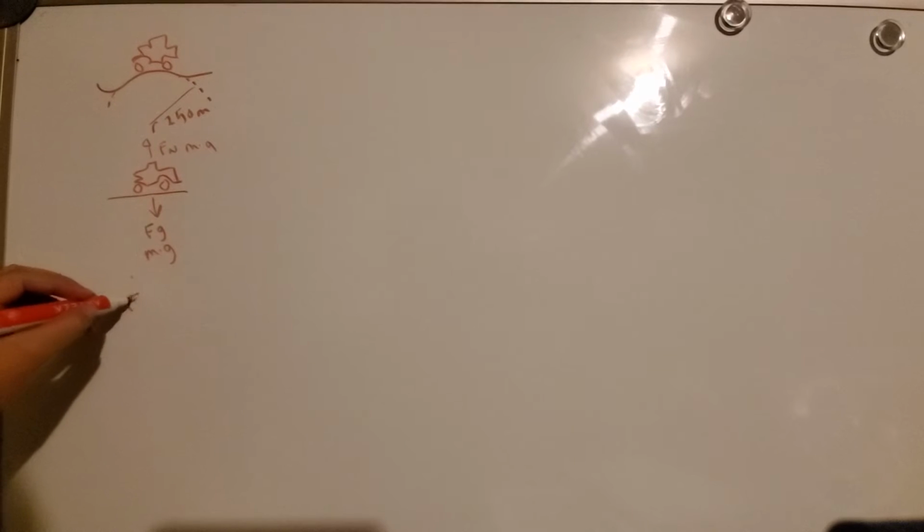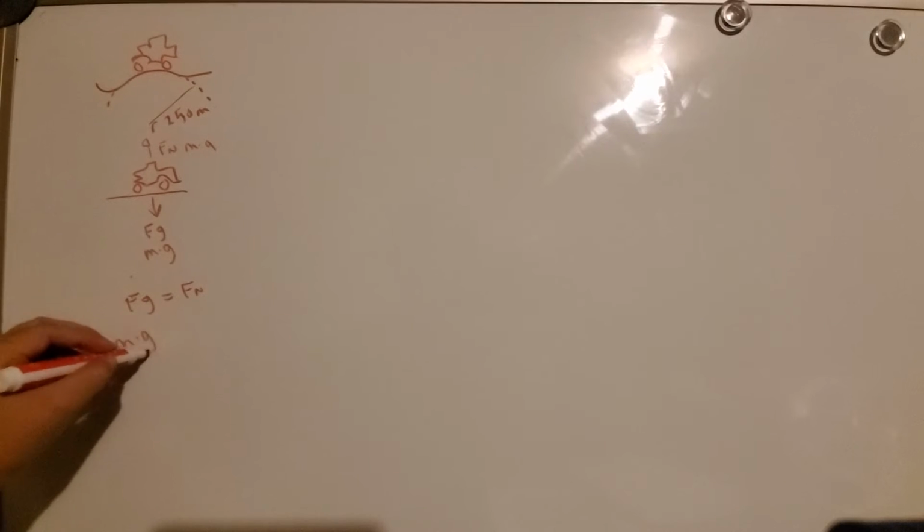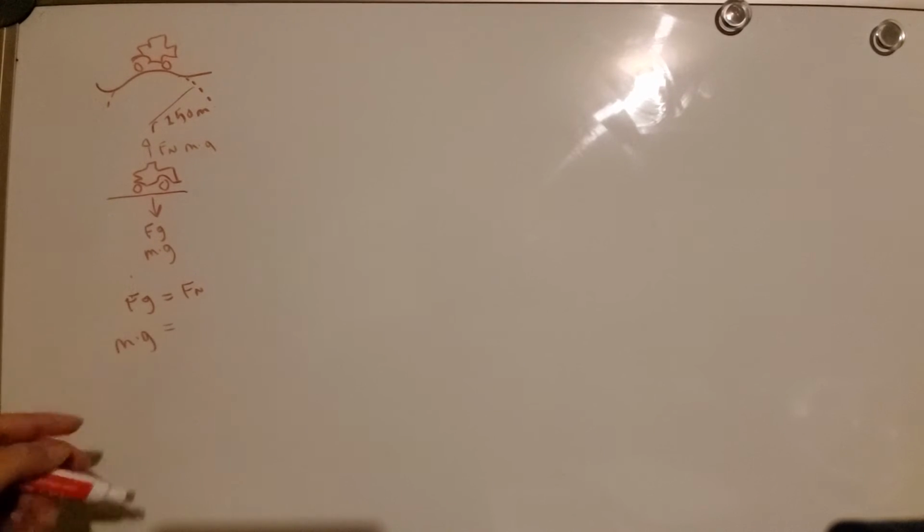Drawing a free body diagram will list the forces. Force of gravity going down is mass times gravity, and going up is normal force. Because these two are directly opposite, they are equal to each other, so the force of gravity is equal to the normal force. So we could write our variables: mass times gravity is equal to mass times acceleration.